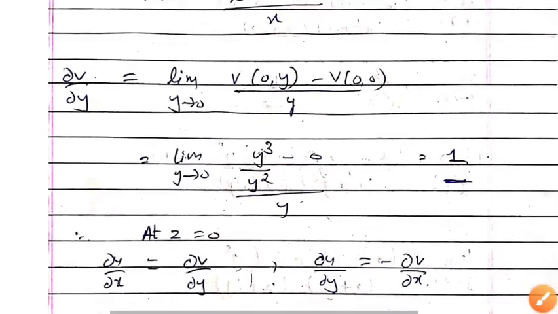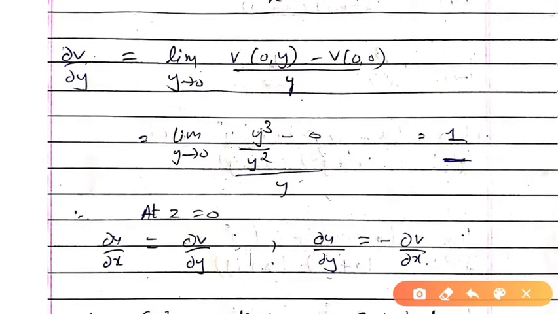Similarly, we will find del v upon del y. So now limit y tends to 0, v of 0,y minus v of 0 upon y. Again we will do the same thing. We will put 0 in place of x, and y will be as it is. So here you get y cube upon y square, and here both x and y terms you are putting 0, so the whole term will be 0, and this y will be as it is. Again here y square will get cancelled, you will be left with y by y. Y will get cancelled, so your limit will be 1.